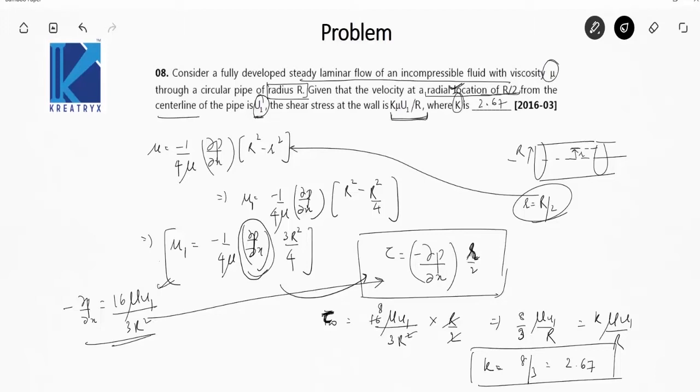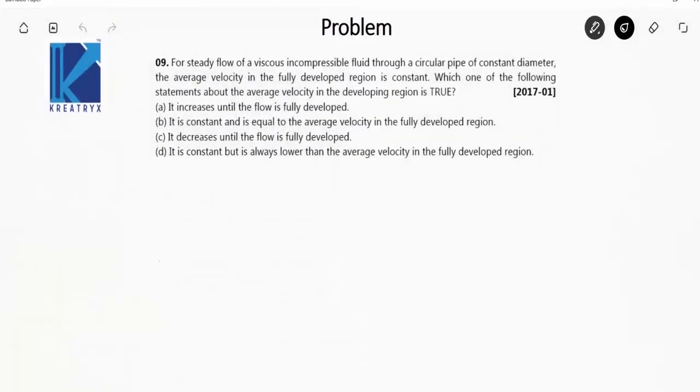Next question. For steady flow of a viscous incompressible fluid through a circular pipe of constant diameter, the average velocity in a fully developed region is constant. Which of the following statements about the average velocity in the developing region is true? Option: it increases until the flow is fully developed.